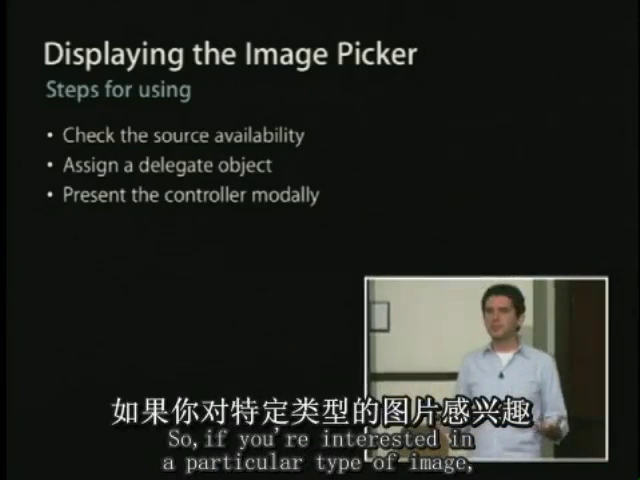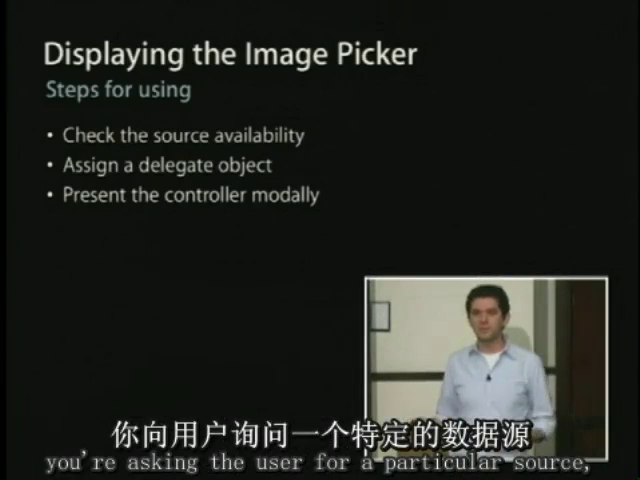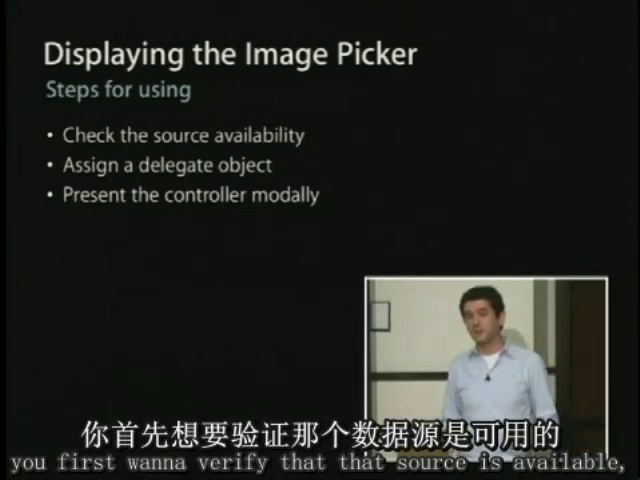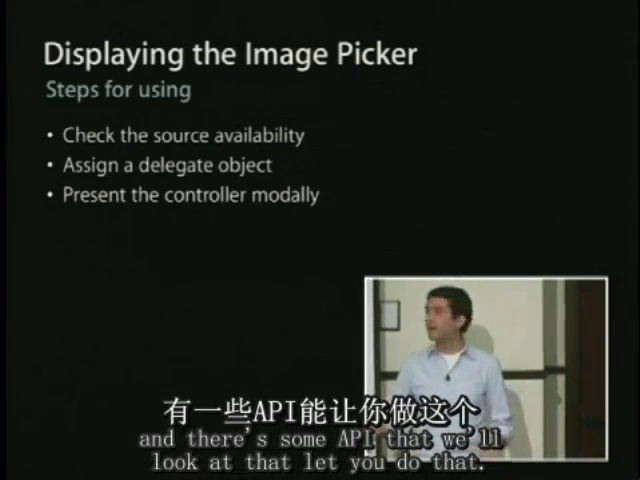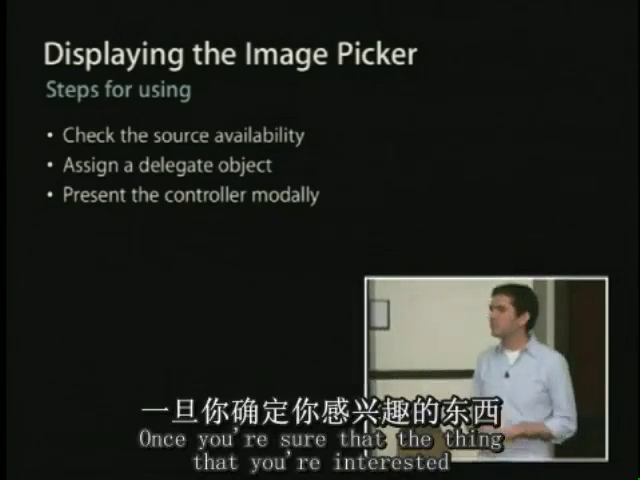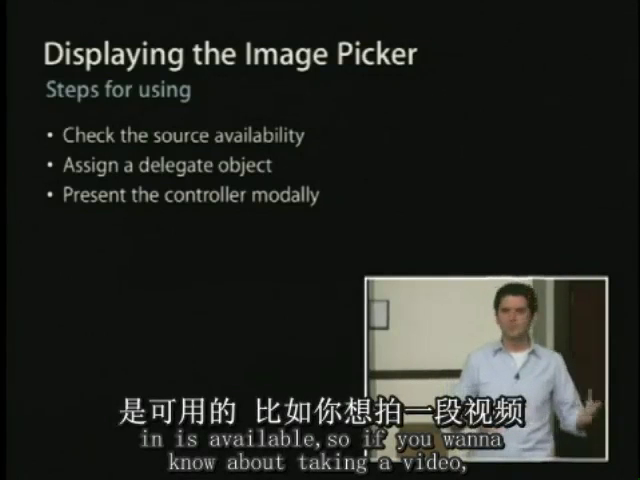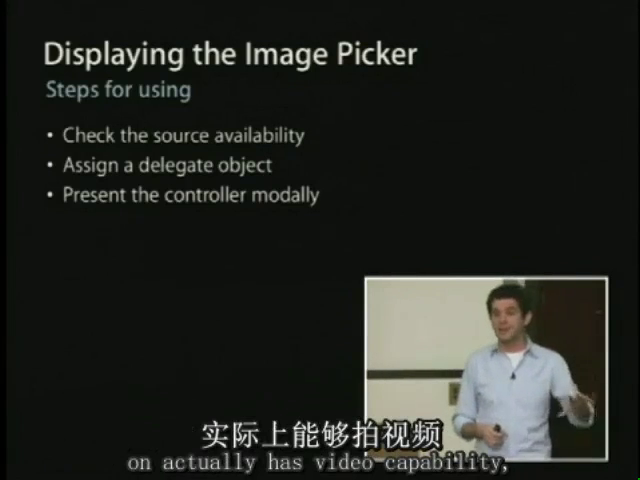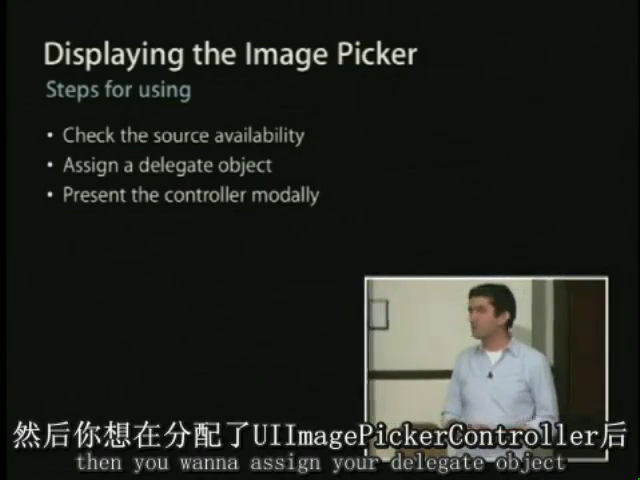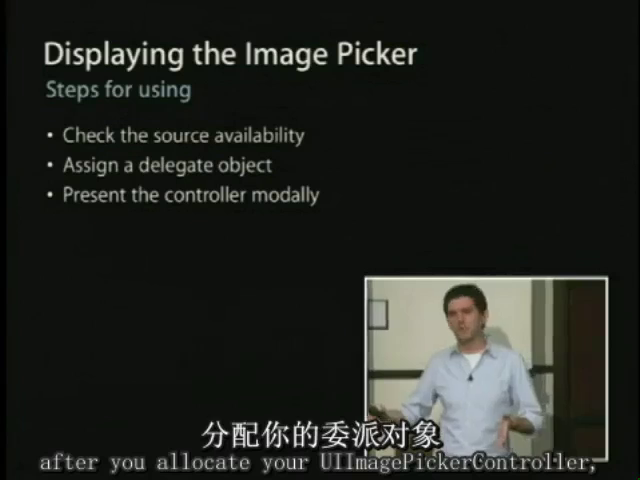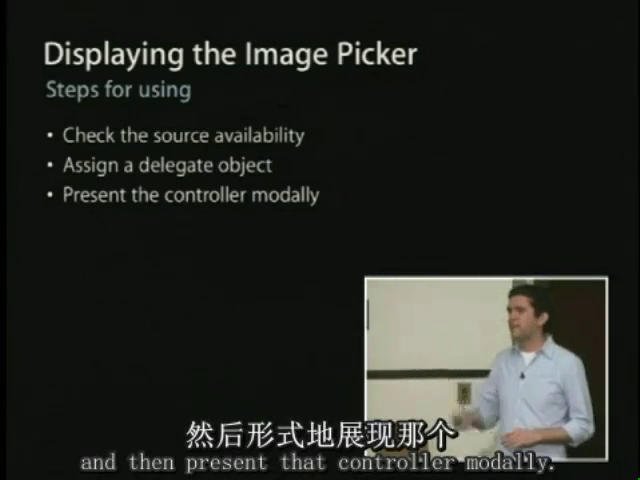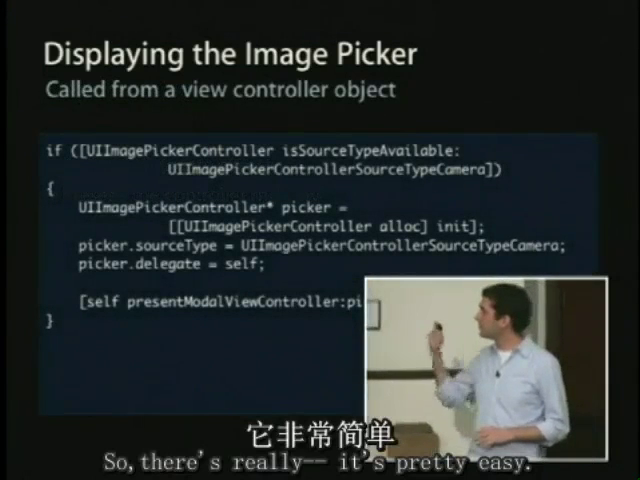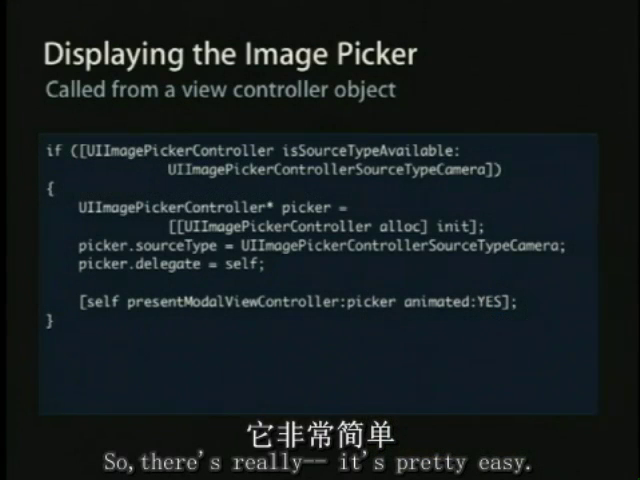So if you're interested in a particular type of image or asking the user for a particular source, you first want to verify that that source is available. And there's some API that we'll look at that lets you do that. Once you're sure that the thing you're interested in is available, so if you want to take a video, you've made sure the device you're on actually has video capability, then you want to assign your delegate object after you allocate your UIImagePickerController, and then present that controller modally. So it's pretty easy.